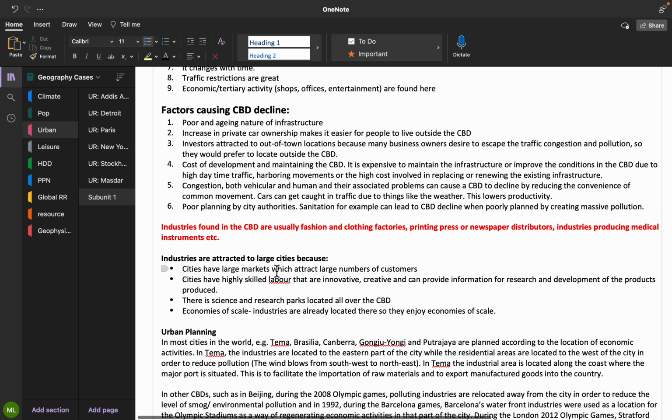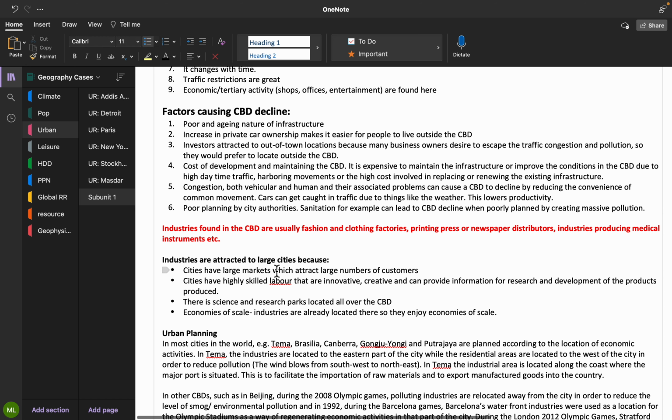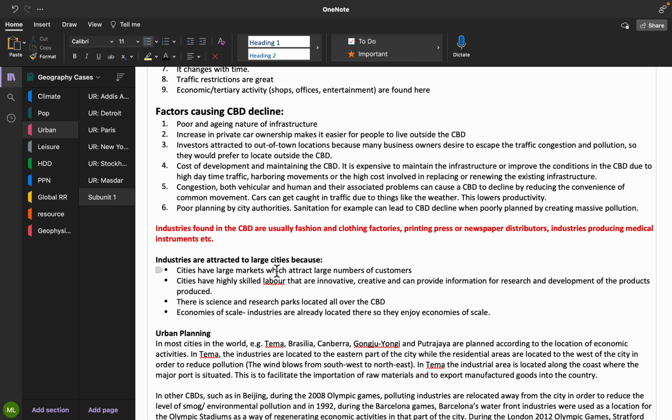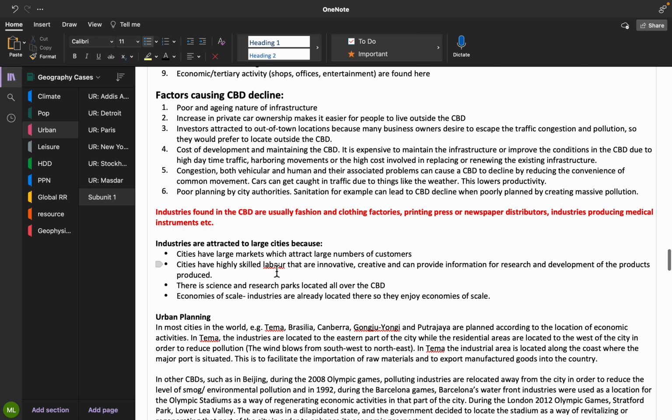Congestion, again. And number six, poor planning by city authorities. So sanitation, for example, can lead to CBD decline when poorly planned, by creating massive pollution.